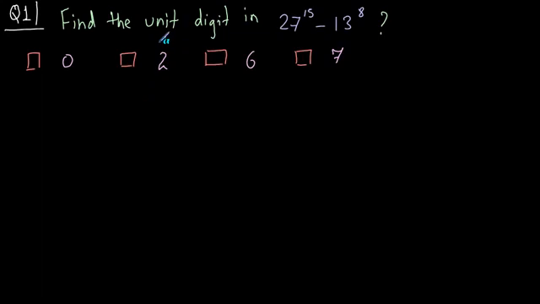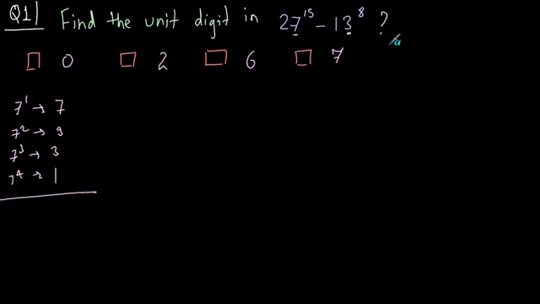In questions where they ask you the units digit, you just have to take into account the units digits only. So we are not going to take into account the whole 27. We just pay attention to 7, and in case of 13 we'll pay attention to 3 only. So let's find out the units digits of 7's powers. 7 raised to 1 gives the units digit 7, and 7 squared is 49, so 9 is the units digit. 7 cubed, just multiply this 9 by 7, gives us 3. 7 raised to 4 gives us 1.